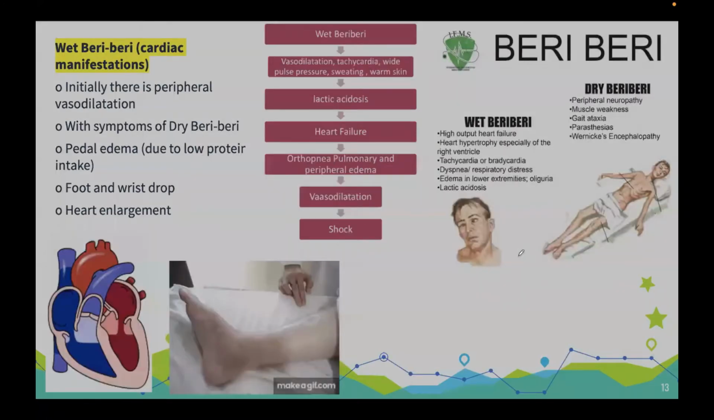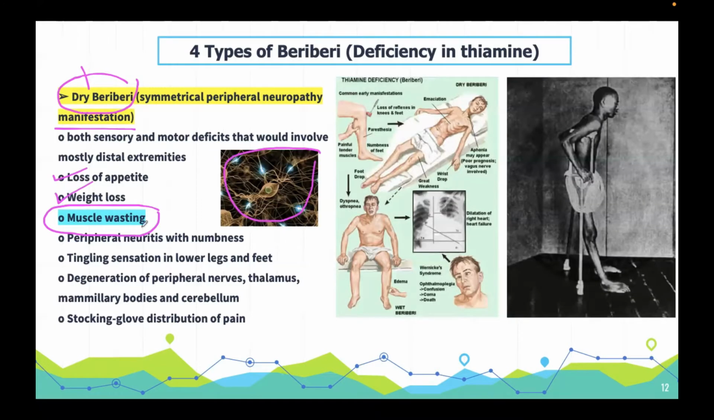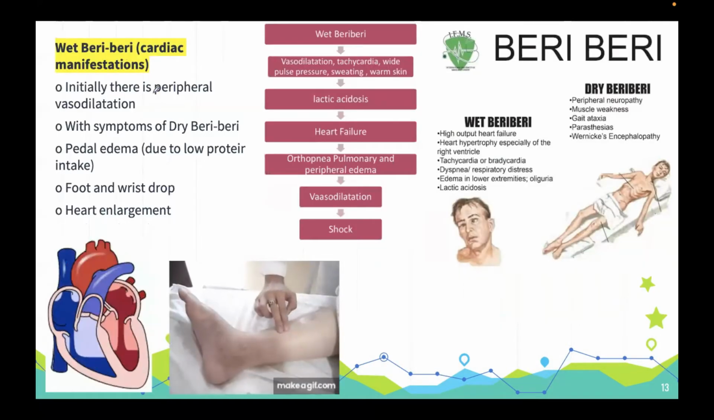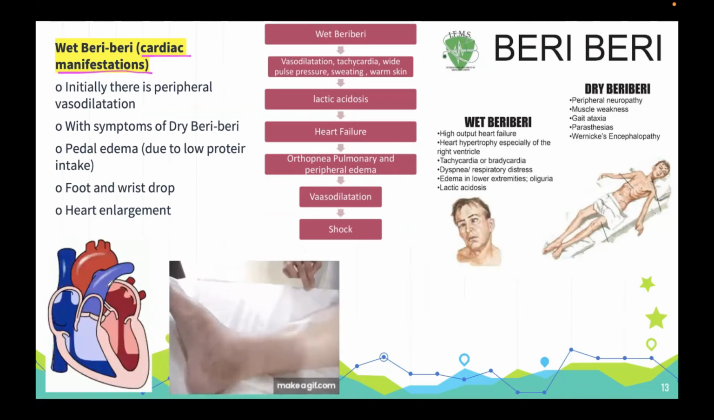Okay, so tandaan lang po, pag dry beriberi, mostly apektado dyan muscle wasting, and then meron tayong symmetrical peripheral neuropathy manifestation. Tatandaan po, yan ang pinaka-keywords natin for your dry beriberi. So let us proceed with the next type of your beriberi, which is what we call the wet beriberi. Pag wet beriberi, ito naman, cardiac manifestation. Cardiac manifestation, tingnan po ng maigi yung picture para matandaan si wet beriberi. Initially, there is peripheral vasodilation.